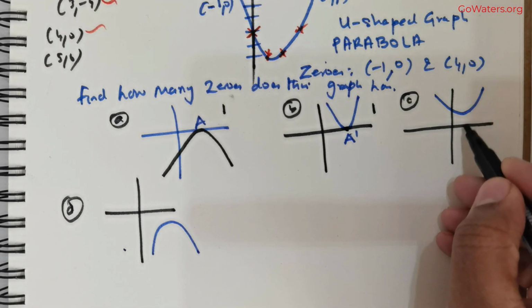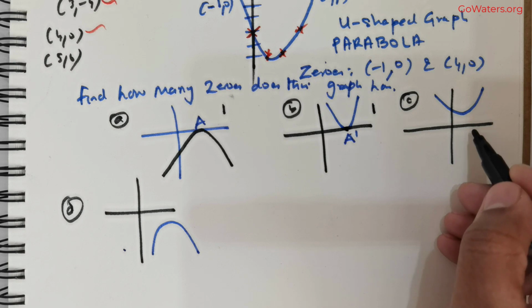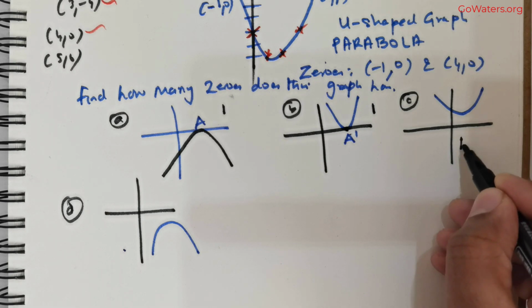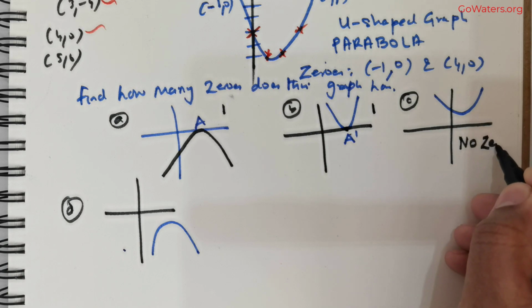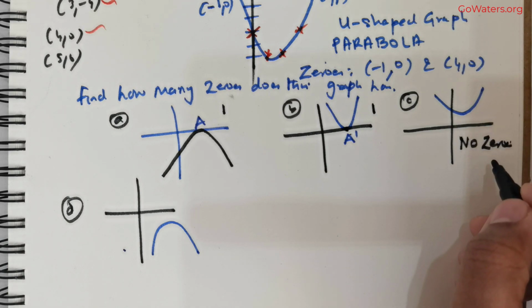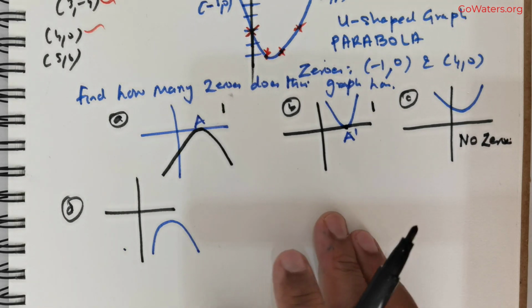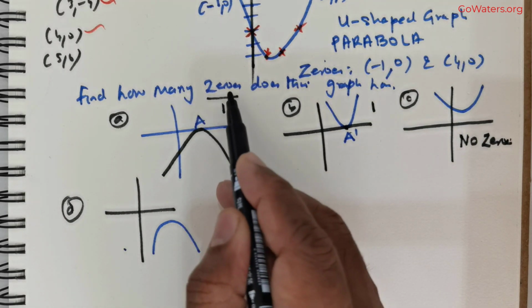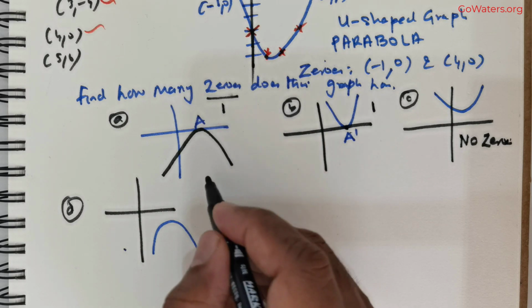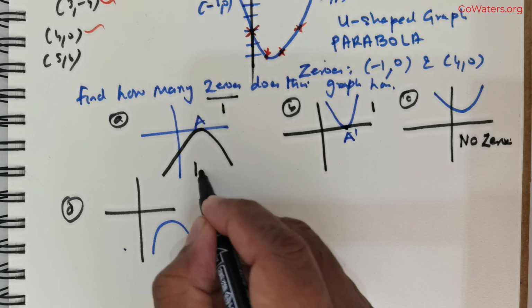In this case, there is no point of contact with the x-axis, okay? In the other case, you can simply state no zeros. But there is a mathematical way to tell these zeros. So in this case, as I mentioned to you, the zeros are also called roots, right? So you can state here as one real root.